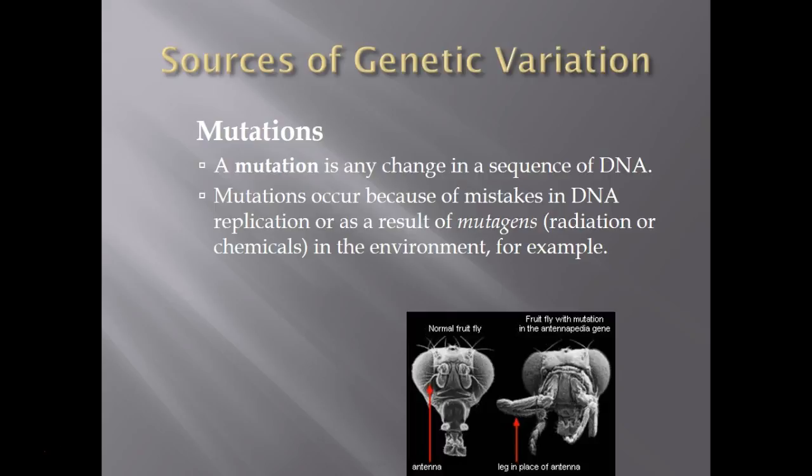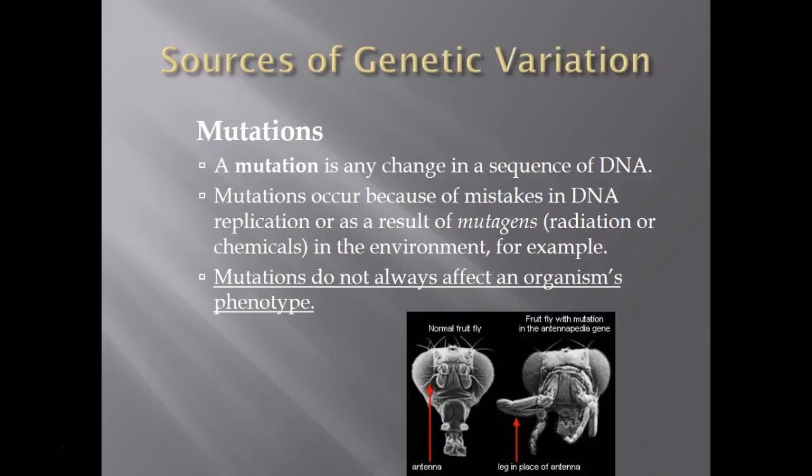You can see this fruit fly on the left is a normal fruit fly, and you can see right here are its antennae. They almost look like little sparse feathers coming out of its head. And here's a fruit fly with an obvious mutation. Instead of the antenna, it has a leg that's growing out of the front of its face, and you can see how that would be a terrible disadvantage for that fruit fly.